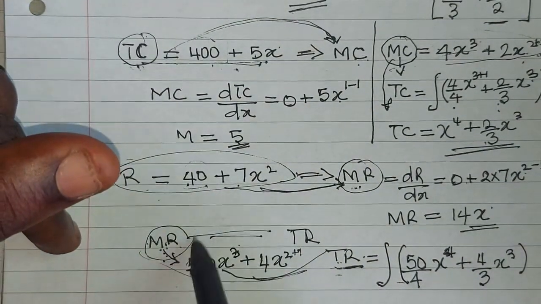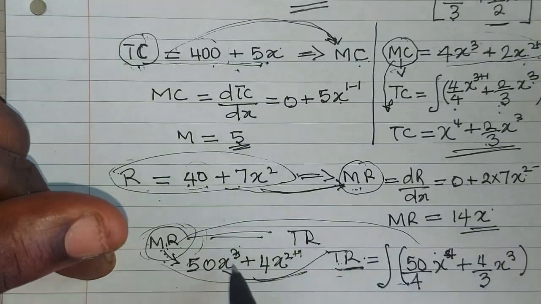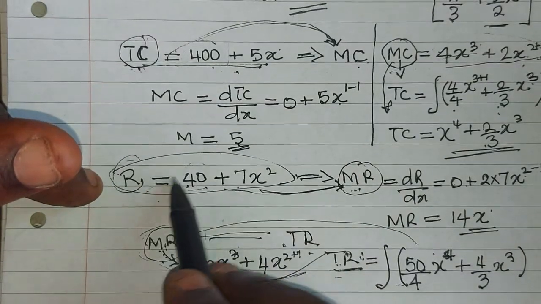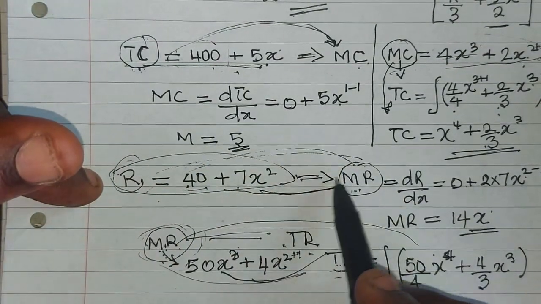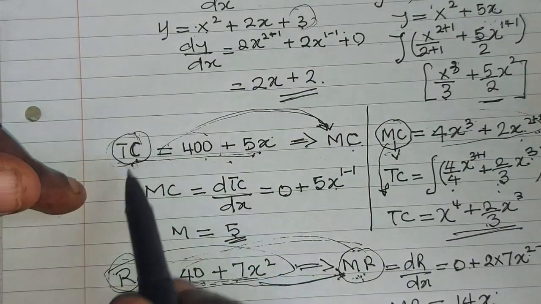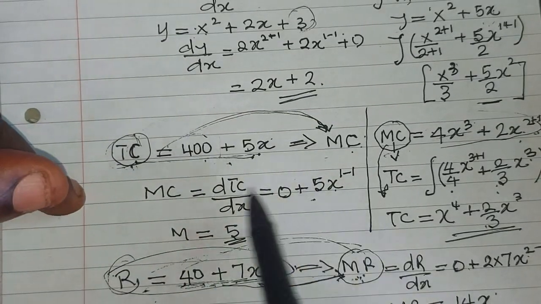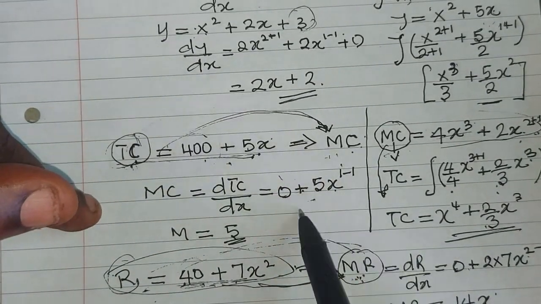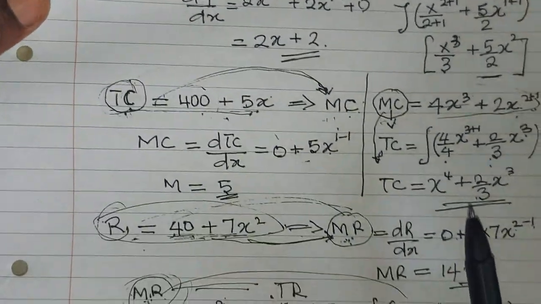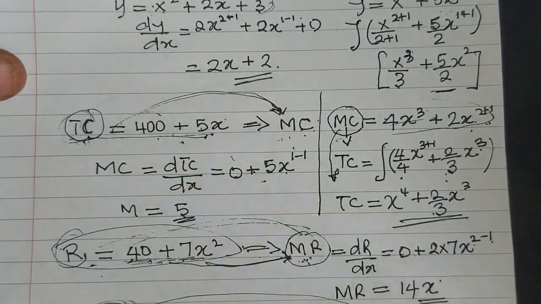So if you are given the marginal revenue, don't forget, you integrate to find the total revenue. If you are given the total revenue, you differentiate the function to find the marginal revenue. If you are given the total cost, to find the marginal cost, you differentiate. So that is a brief application of calculus in business.